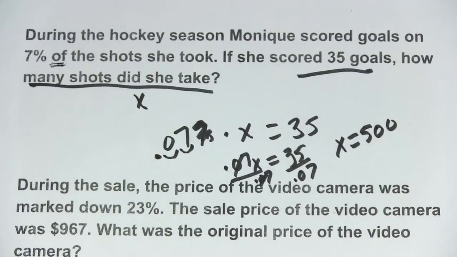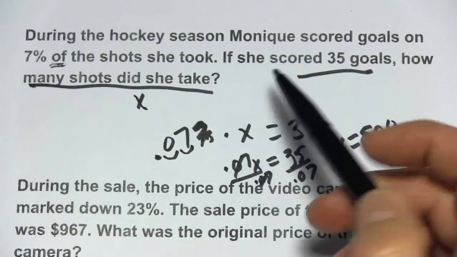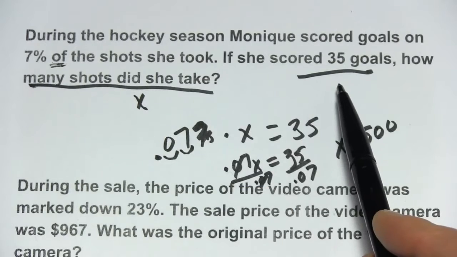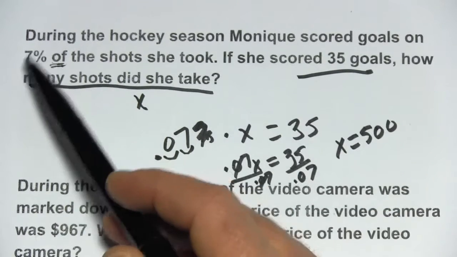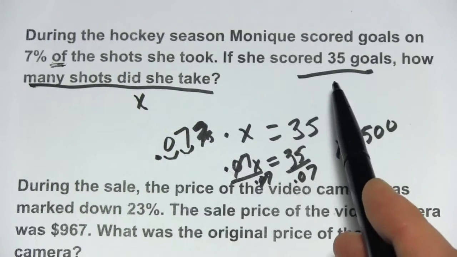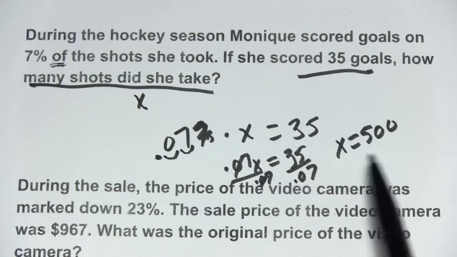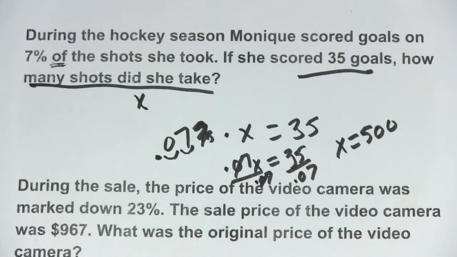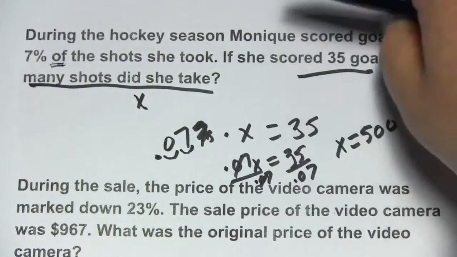Now, I think it's useful in problems like this to always go back and ask yourself, does this make sense? So she scored 35 goals. That represents some small percentage of the total shots she took. So the total shots she took should be quite a bit larger than 35. We came up with 500. Yeah, that seems to make sense. Let's try another one.